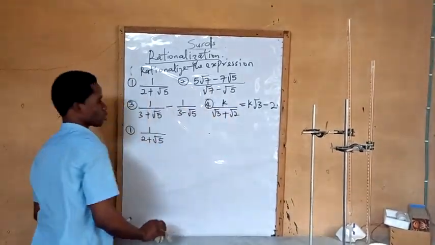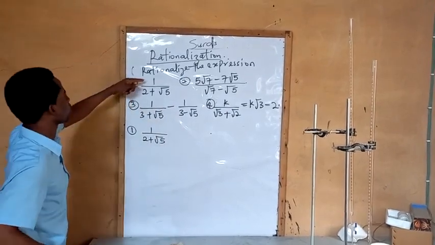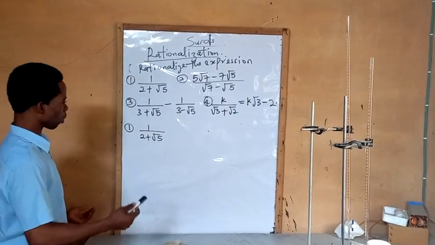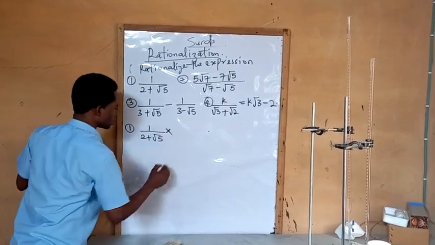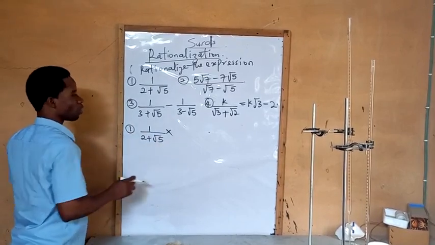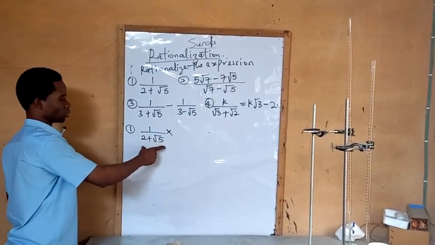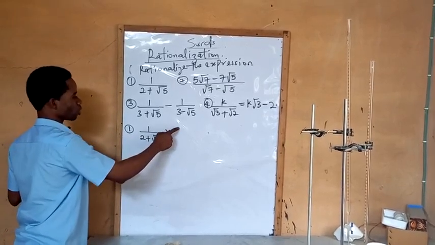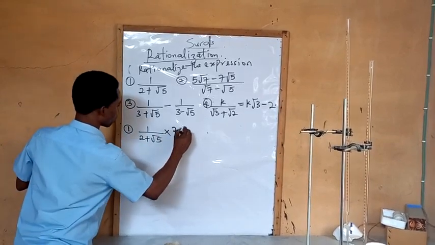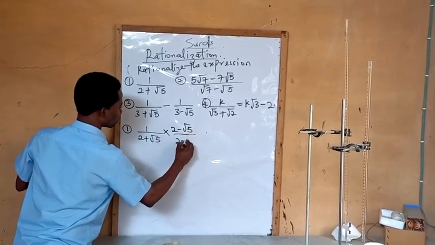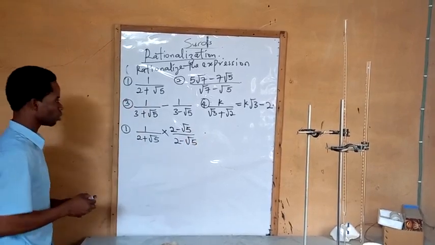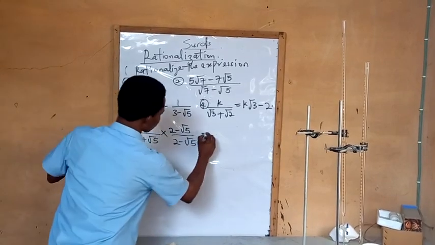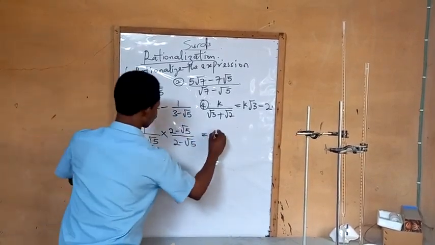Now let's pick the questions we have here. The first one says 1 over 2 plus root 5, and we should rationalize the expression. What do we do? We multiply both the numerator and denominator by the same thing, but anytime you have a sign like this, the sign will change. If it is plus, it will change to minus. That means times 2 minus root 5 over 2 minus root 5. Don't forget the plus will change to minus. If it is minus, it will change to plus. So that means equals 1 times everything here will still give us 2 minus root 5.